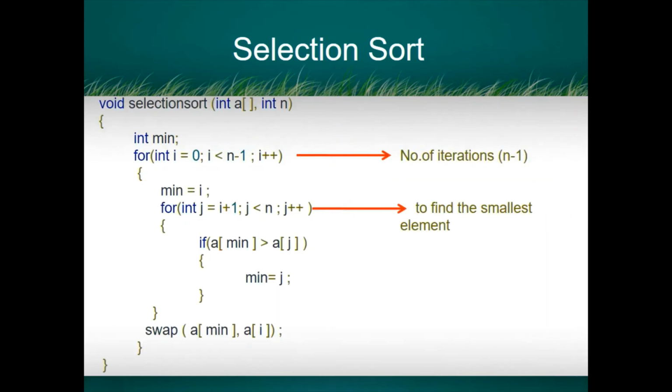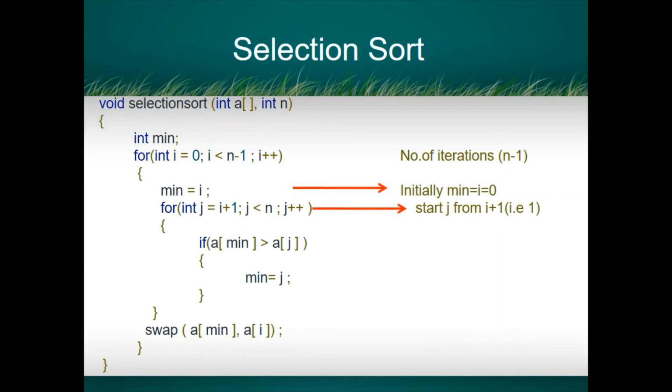The outer for loop, for i equal to 0, i less than n minus 1, i plus plus, is for the number of iterations. See, n minus 1. Then to find the smallest element, we are writing one more loop, j equal to i plus 1, j less than n, j plus plus. Let us see in depth. Here the min value is initially min equal to i. So already i is 0, so the min value will be 0 initially.